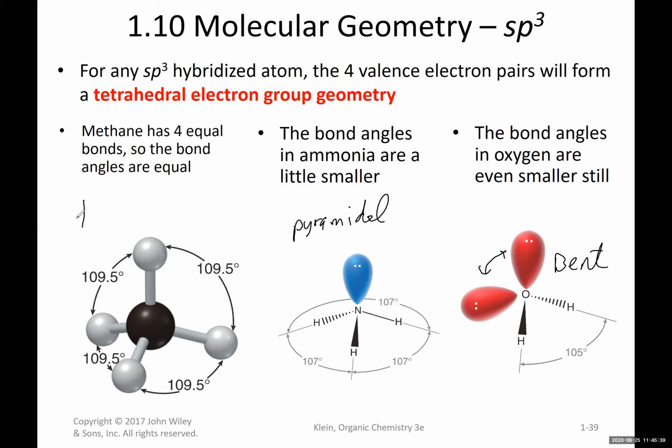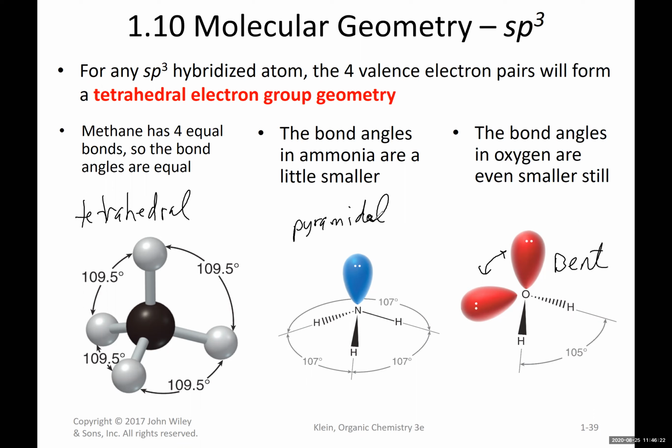So we have three geometries that are derived from the tetrahedral structure. We have a tetrahedral structure when all four positions have atoms in it. We have a pyramidal structure when one of the positions of the tetrahedron has a lone pair rather than an atom. And we have a bent structure when two of the positions of the tetrahedron have lone pairs rather than atoms, right? So this is all based on the steric number 4 requiring 4 sp3 orbitals to generate the structure.